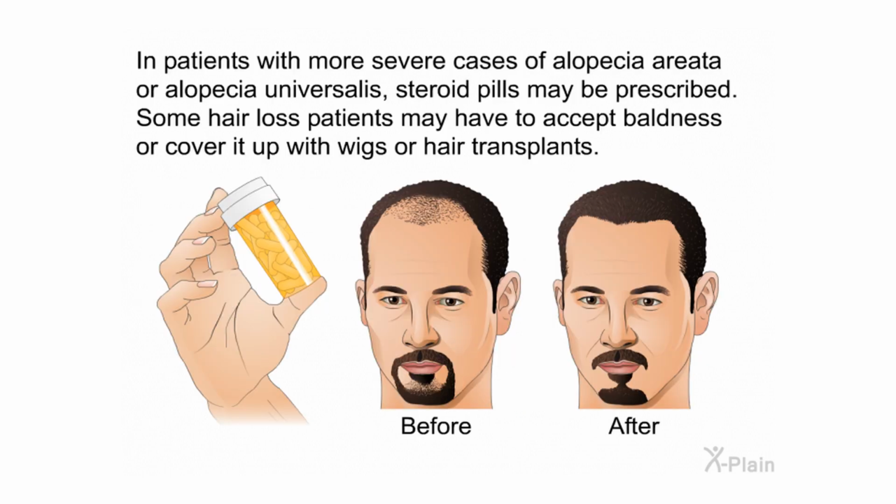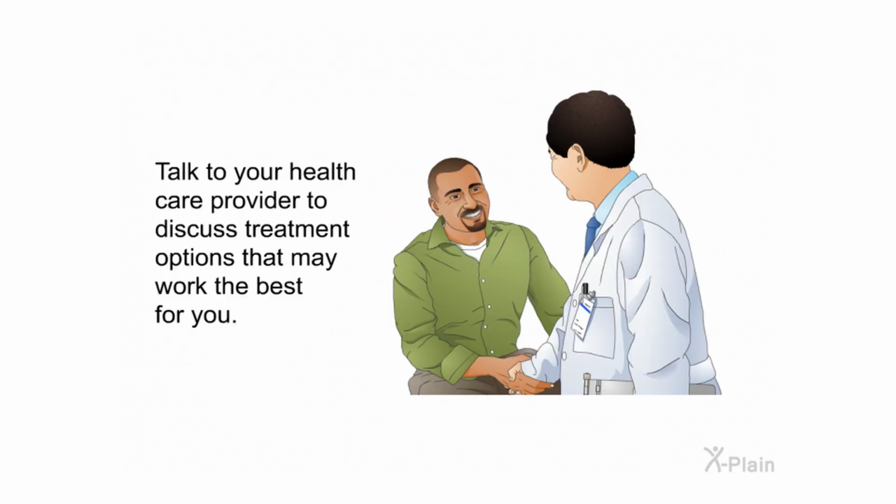In patients with more severe cases of alopecia areata or alopecia universalis, steroid pills may be prescribed. Some hair loss patients may have to accept baldness or cover it up with wigs or hair transplants. Talk to your healthcare provider to discuss treatment options that may work the best for you.